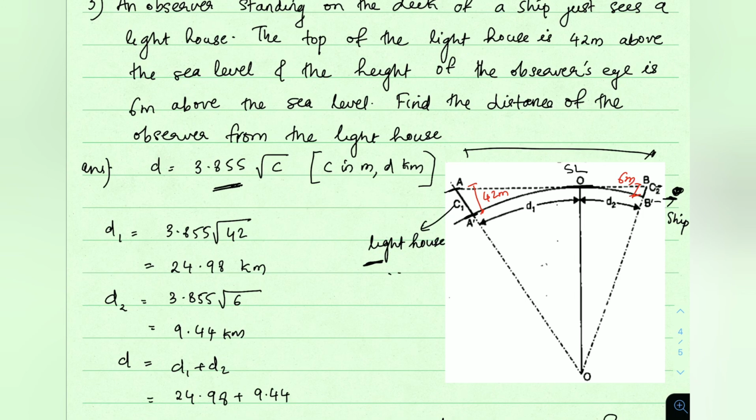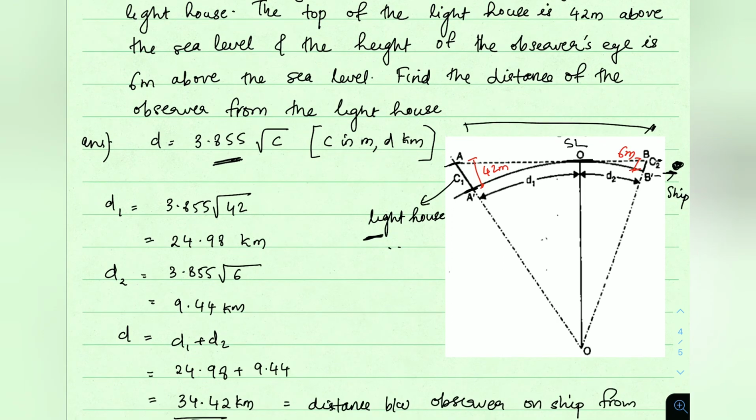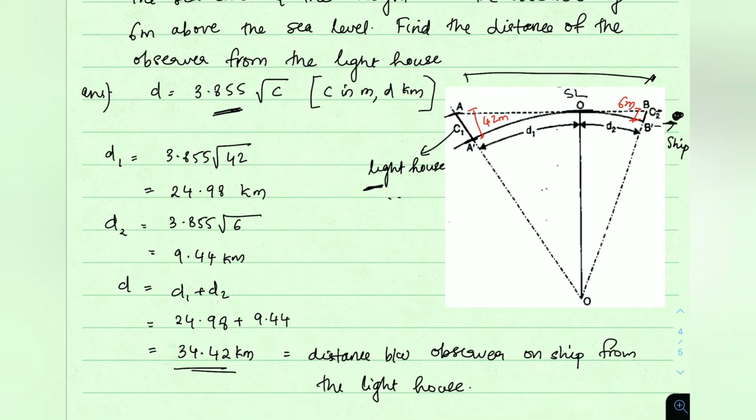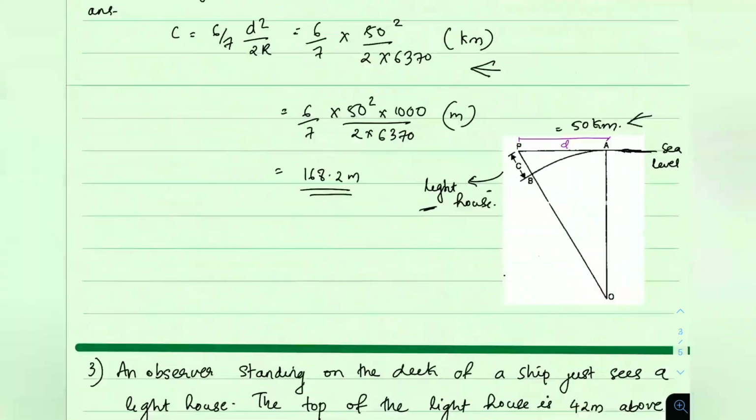Okay. So 3.855 root 42, which is the C1 value. So you get the answer of D1 as 24.98 kilometers and D2 as 3.855 root C2, that is 6. You get the answer as 9.44 kilometers. So adding both, you get the distance between the observer on the ship and the lighthouse as 34.42 kilometers. Okay, so that is done. I hope you have understood everything.